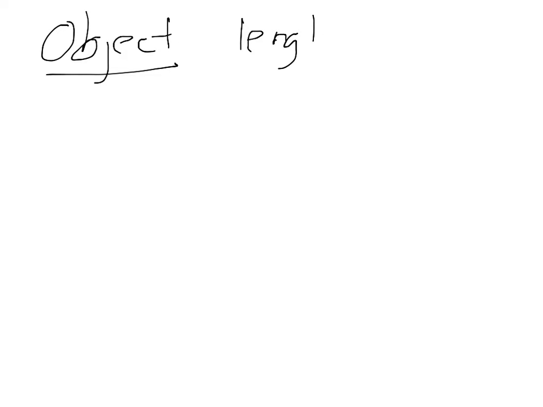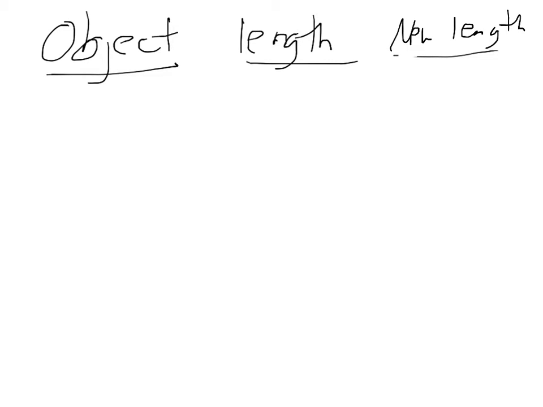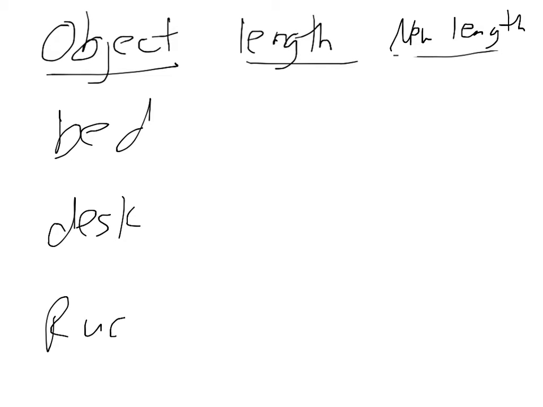So, for example, if I'm talking about a house, or even a bedroom, let's have the original length of the object, and let's have the new length. I don't like calling it scale length, so let's call it the new length. And let's say we have a bed, a desk, and, I don't know, a rug. Why not?